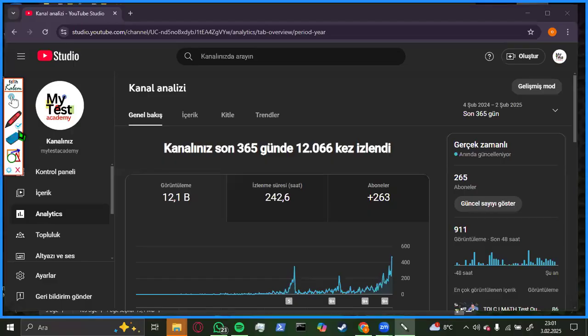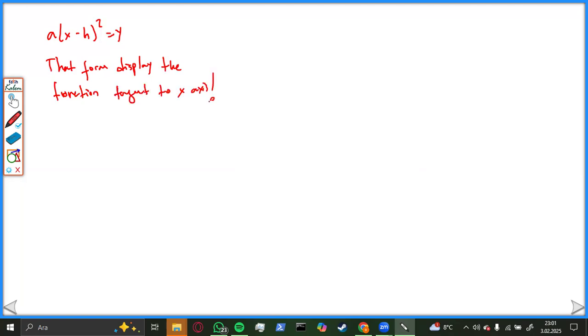Yes. Let's check the other forms. Our last form is a times (x minus h) squared is y. You can easily realize that the function is tangent to the x-axis. Okay, if you see such an equation, you can easily realize that it is tangent to the x-axis. In other words, there is only one x-intercept.